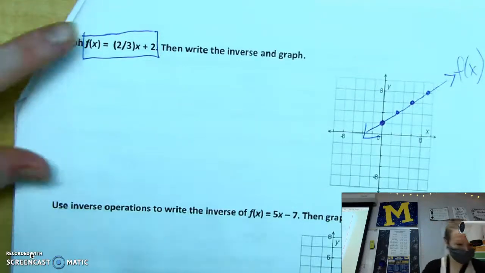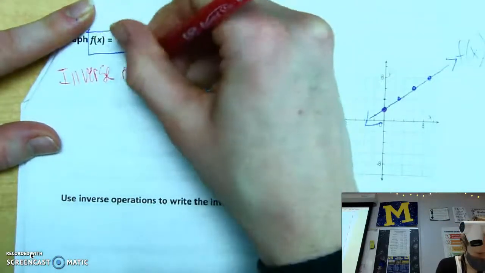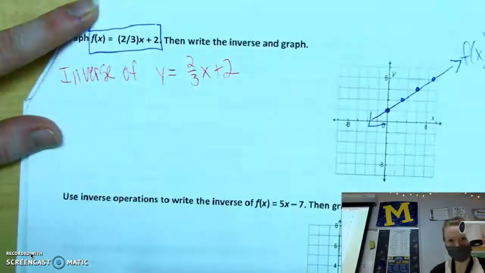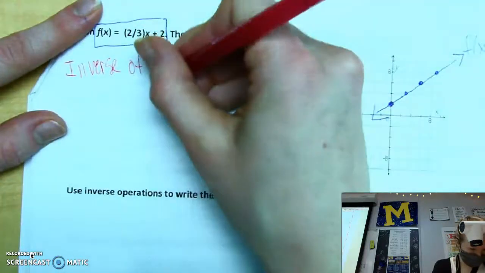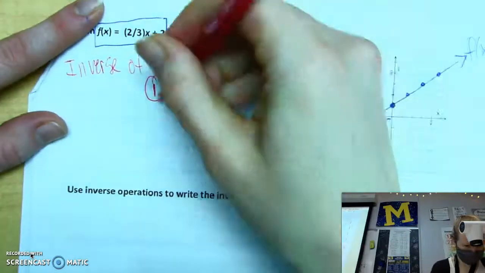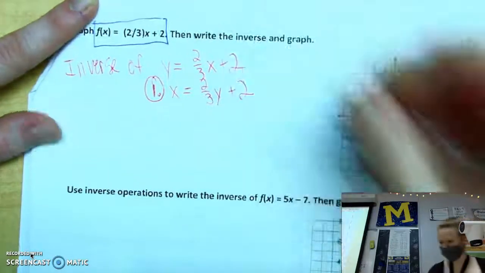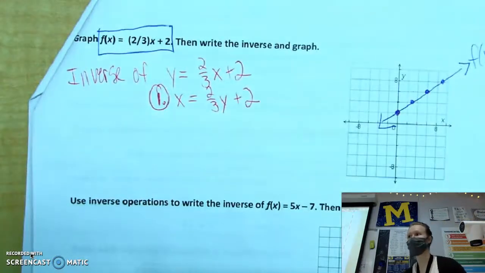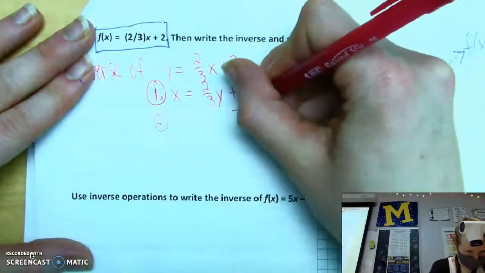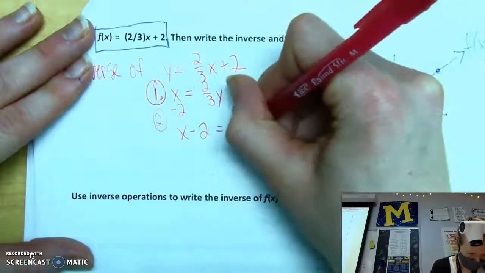I do need to find its inverse. I need to find the inverse of y equals 2/3 x plus 2. So in order to do that, step 1, switch your x and y. And then step 2, I've got to solve this. I'm going to subtract the 2 to the other side to get x minus 2 equals 2/3 y.